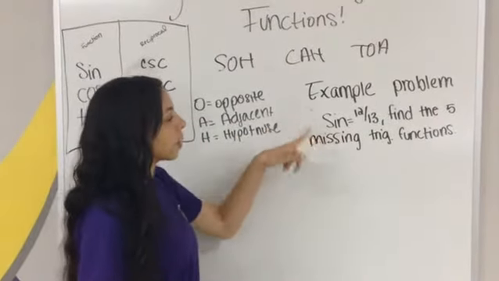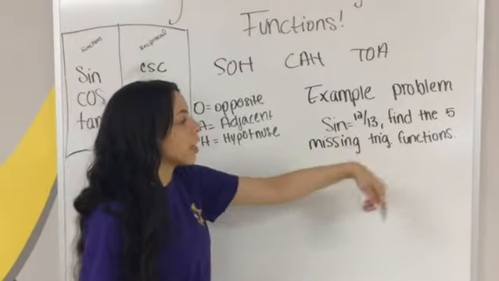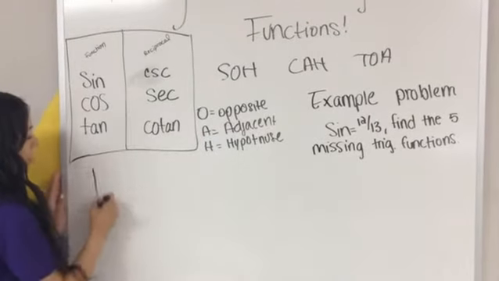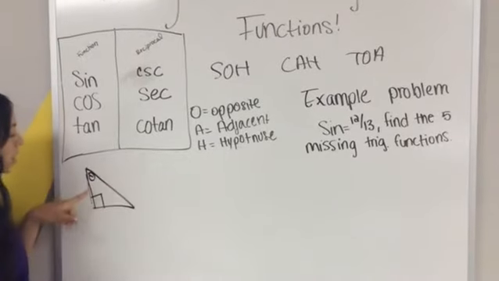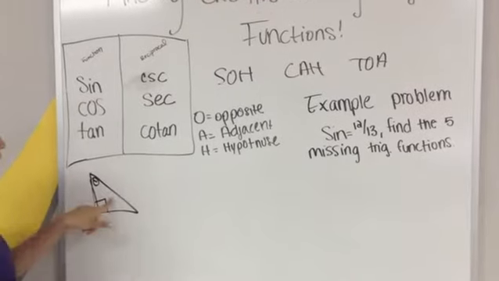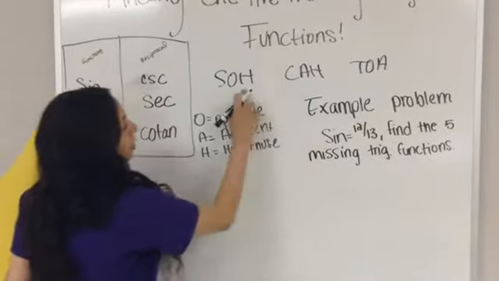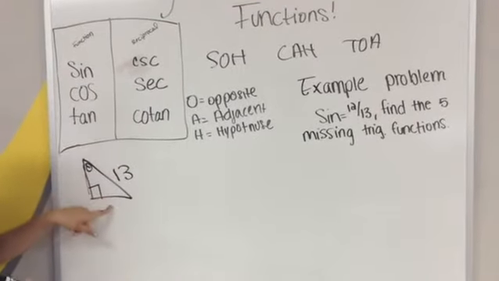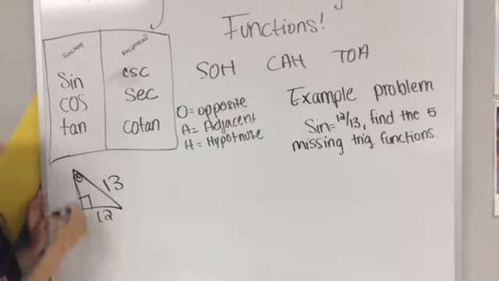So I have an example problem. They give you sine, or SO, and it's 12 over 13, and you've got to find the 5 missing trig functions. So to begin, you draw a triangle with the right angle, and then maybe an angle at either end of the triangle. The hypotenuse is always across from the right angle. So the hypotenuse on this was 13 because it gave it to us. And the opposite is always opposite of the angle, so it's 12. And we've got to try to find the missing side.